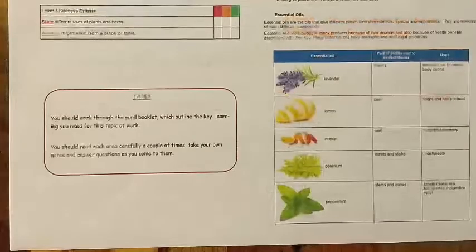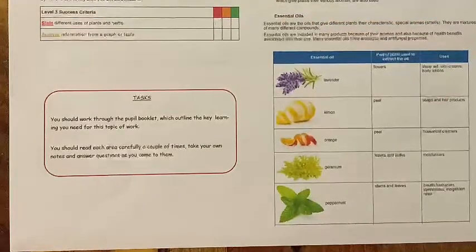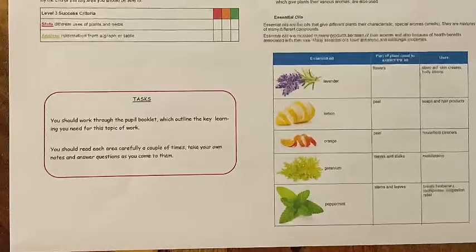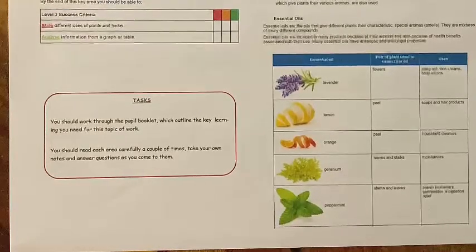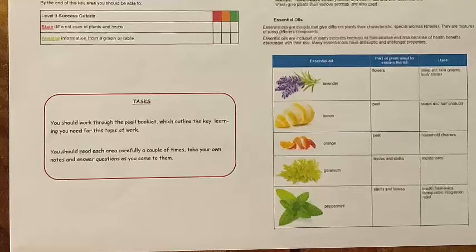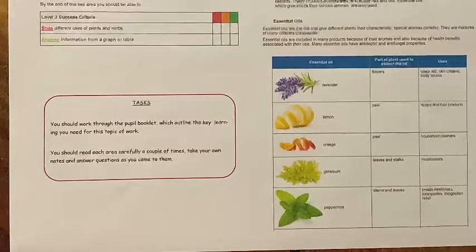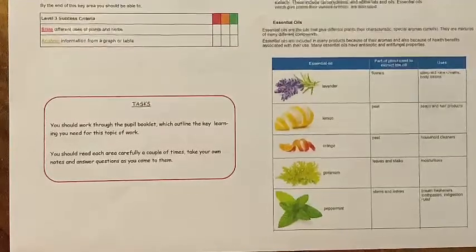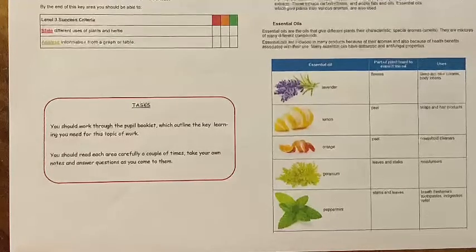Topic 3, products from plants. In this, we'll look at the different uses of plants and herbs, as well as extracting information from graphs and tables. That's a standard sort of question now that's in national qualifications.